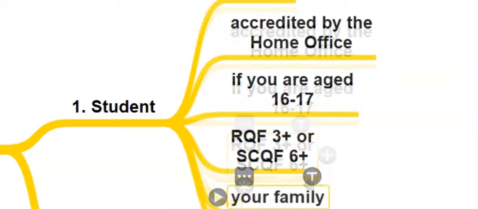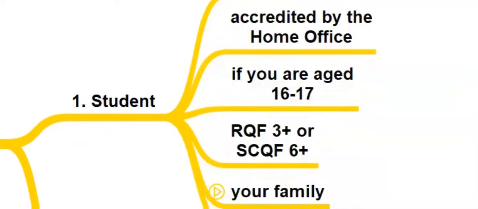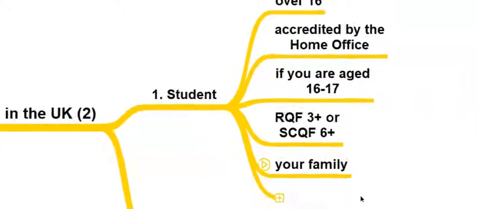Okay, so what about your family members? Can they join you here in the UK when you're studying? So in certain circumstances, students can bring a dependent partner or a dependent child. So in other words, a dependent child is someone who's under the age of 18 and who doesn't lead an independent life and who is not married.